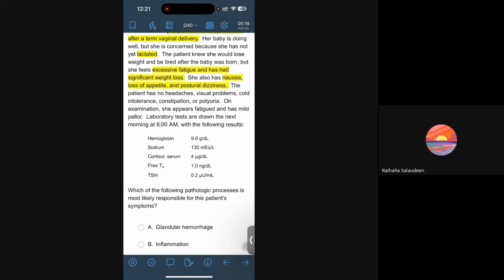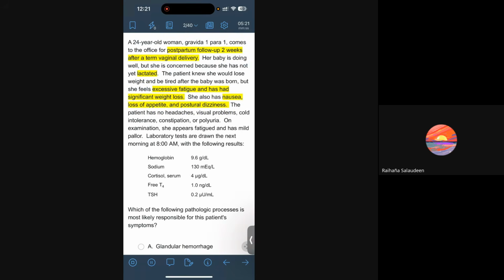Hemoglobin is less. Is cortisol less or high? Less. Cortisol is also less, because of the fatigue. See if the TSH is less or high. TSH is less as well, and free T4 is also less. So the cause of hypothyroidism, because T4 is less, is primary or secondary? Secondary, because TSH is less. That means the cause is within the pituitary gland.